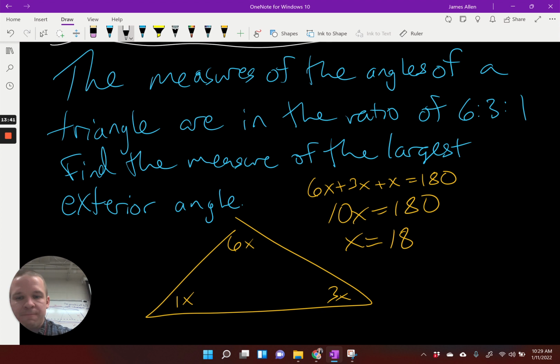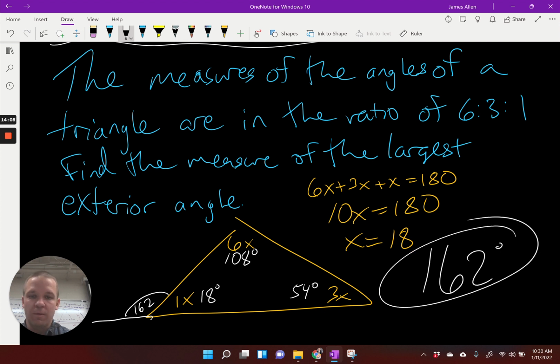So what that tells me now is that this is 18 degrees. Then we got 3 times 18, that's 54 degrees. And then I got 108 degrees. I think that checks out. Yeah, all right. So what's the measure of the largest exterior angle? The largest exterior angle is going to be paired up with the smallest interior angle, which would be that guy right there. So looks like I'm going to have 162 when I find the supplement of that. So 162 would be my answer.